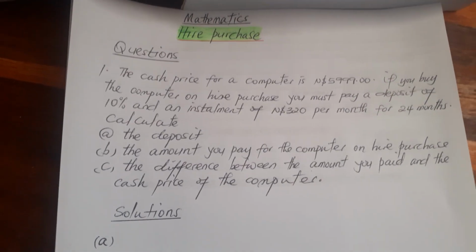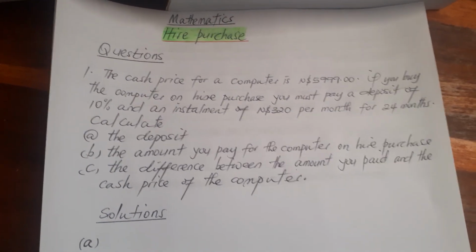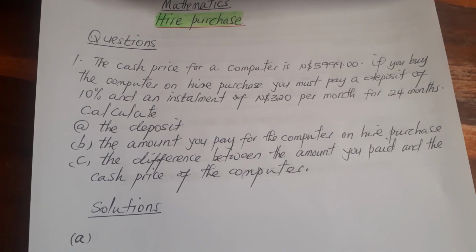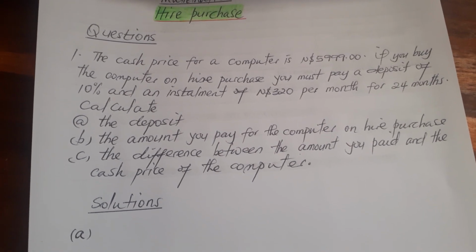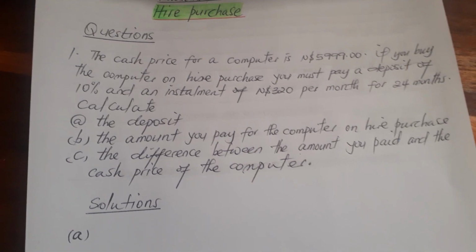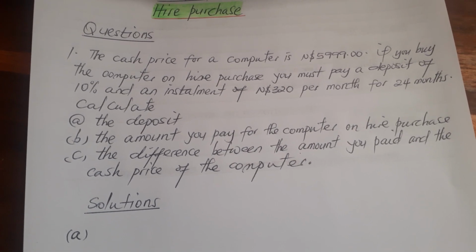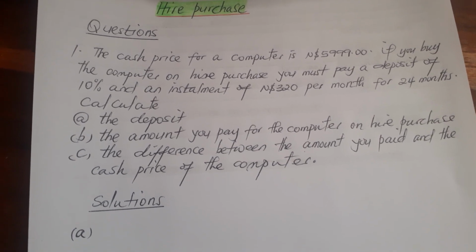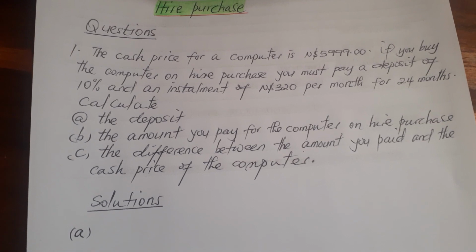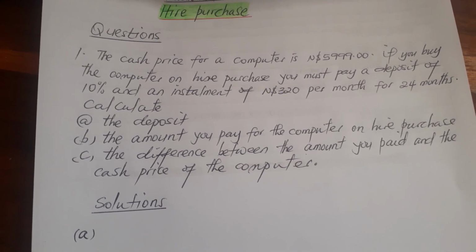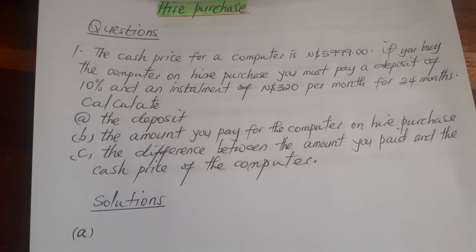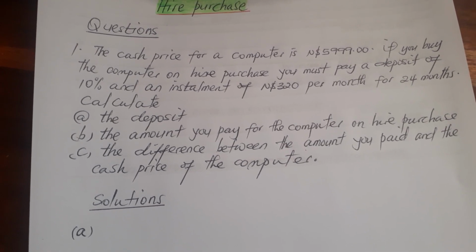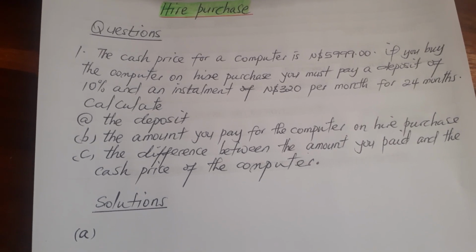Now, let's quickly look at the question. The question says the cash price for a computer is 5,999 Namibia dollar. If you buy the computer on hire purchase, you must pay a deposit of 10% and an installment of 320 Namibia dollar per month for 24 months. That's 2 years. Now we have to calculate letter A, the deposit, letter B, the amount you pay for the computer on hire purchase, letter C, the difference between the amount you paid and the cash price of the computer.